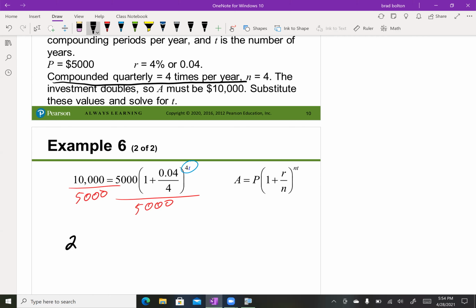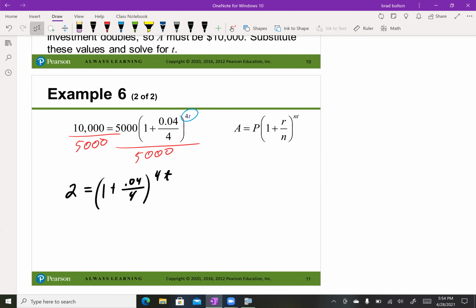So we end up with 2 is equal to 1 plus 0.04 over 4, all to the 4t. Now, once again, hopefully you guys notice it is not a coincidence that I have a 2 here. Remember, they said, how long does it take to double? So if you're doing doubling time, this number will always end up being a 2.